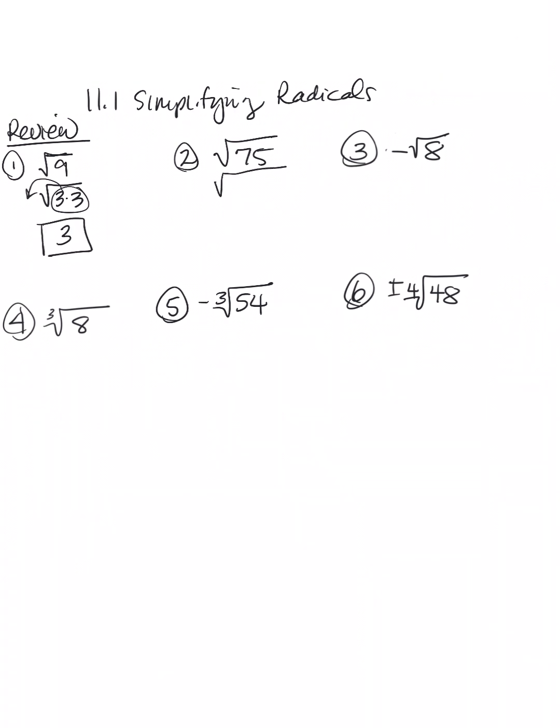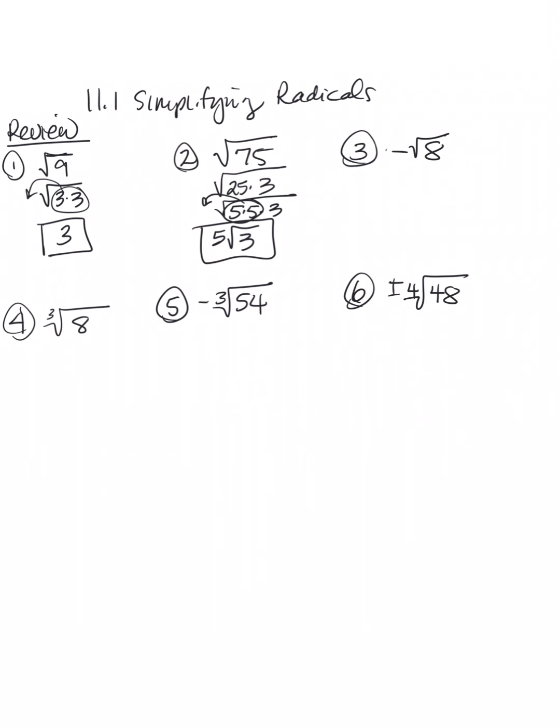Look at number 2. I'm going to factor that 75 down. Well, that's 25 times 3, or I could keep going, 5 times 5 times 3. Then I have a pair. That pair comes out as a 5, and I leave it as a square root of 3, what's underneath.